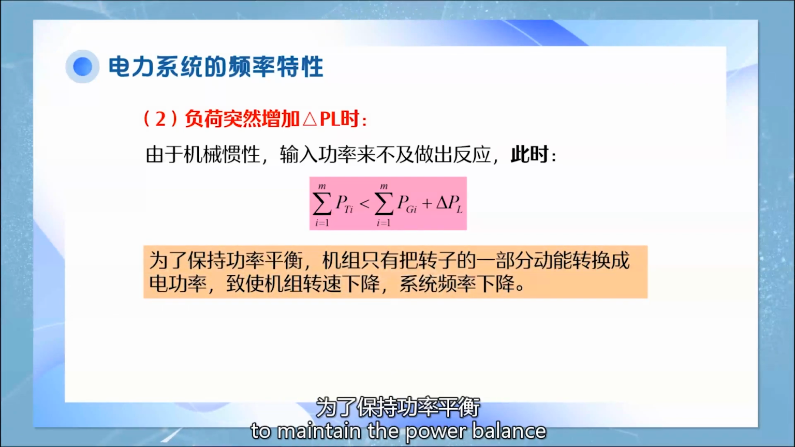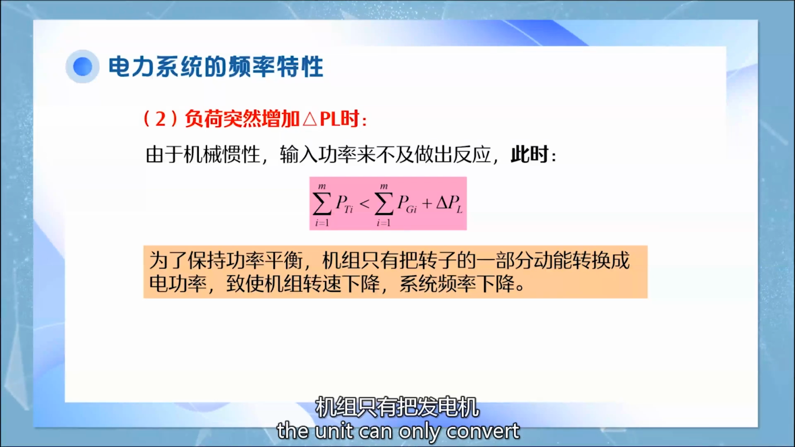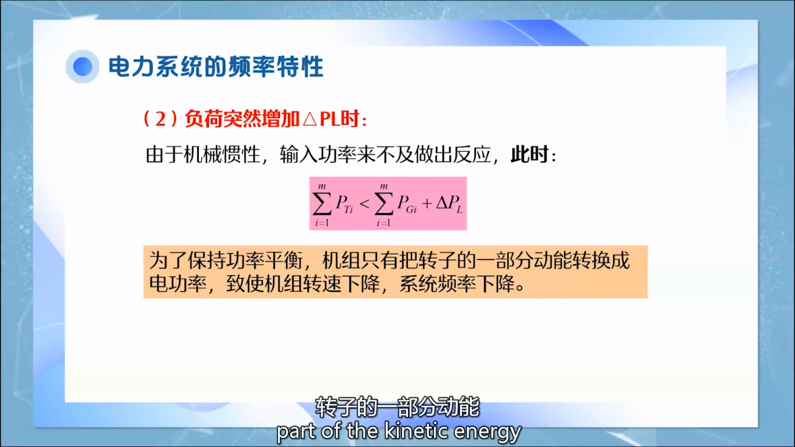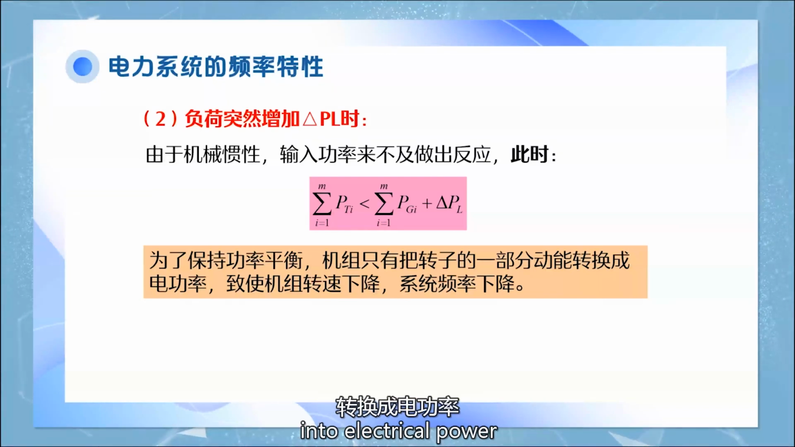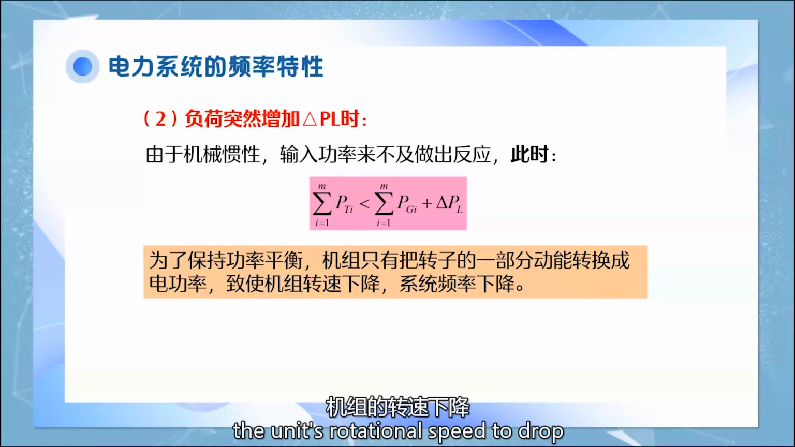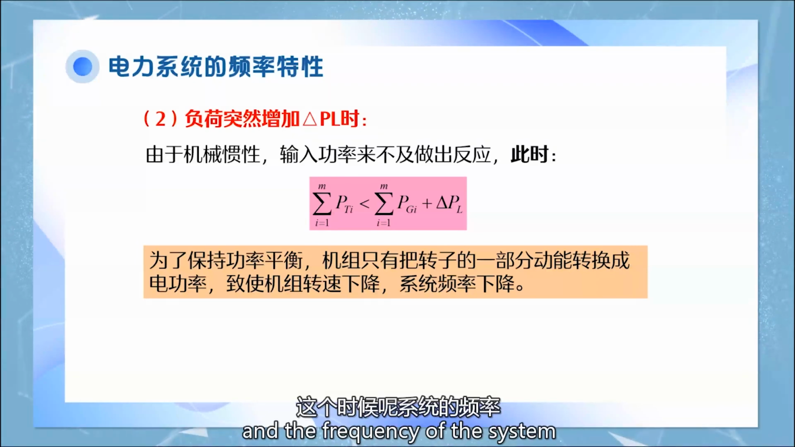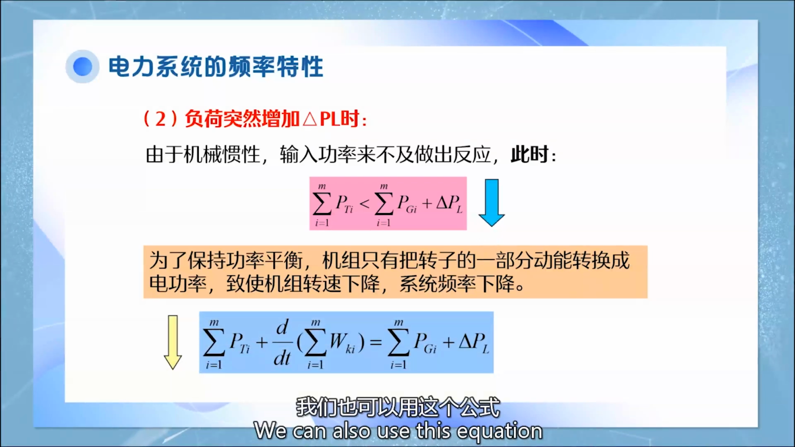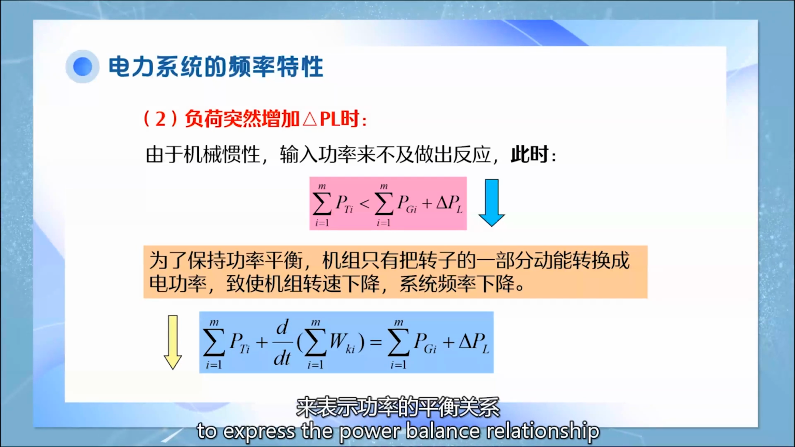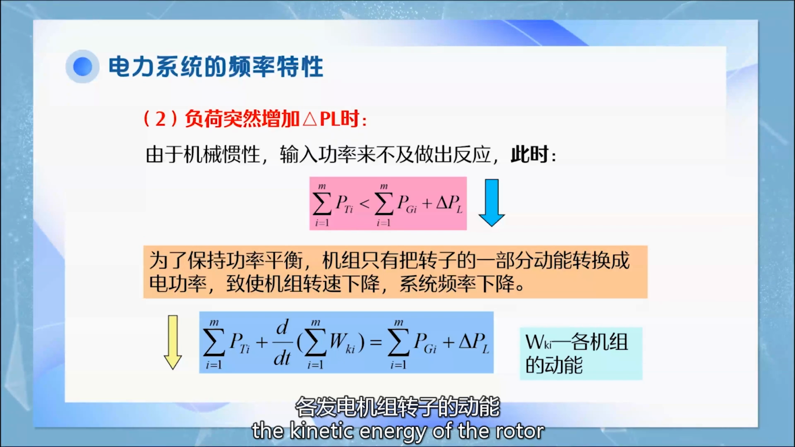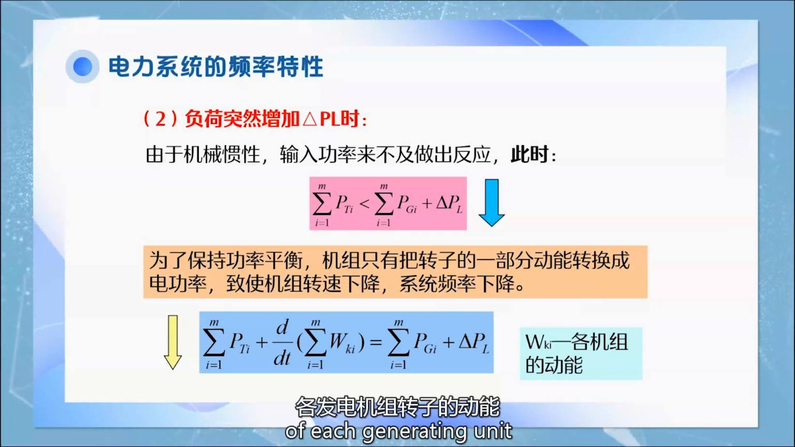At this time, to maintain the power balance, the unit can only convert part of the kinetic energy of the generator rotor into electrical power, which forces the unit's rotational speed to drop, and the frequency of the system will drop accordingly. We can also use this equation to express the power balance relationship, where WKI is the kinetic energy of the rotor of each generating unit.